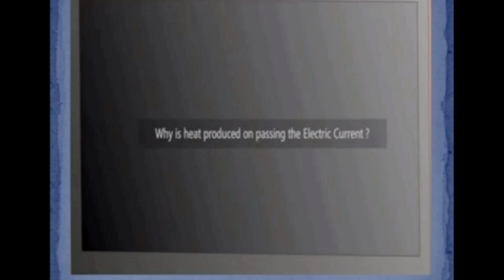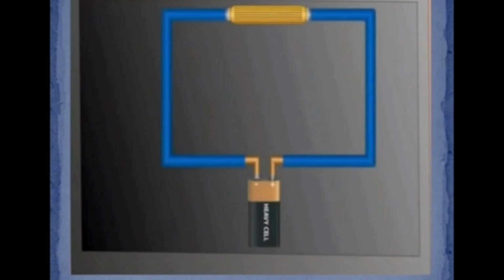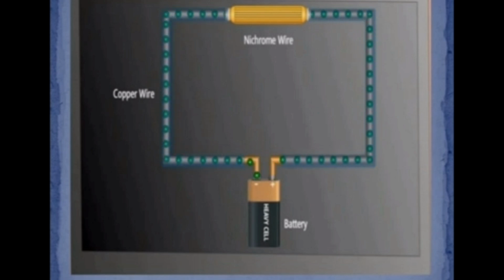So this is how heat energy is produced by the passing of electric current. When the battery is connected to the nichrome wire, current flows from the battery to the conductor. The conductor has resistance. So in that resistance, electrical energy is converted into heat energy.